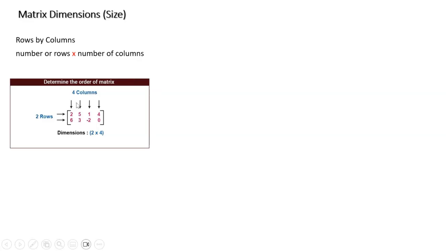Now come matrix dimensions, or the sizes of a matrix. The size of the matrix is the rows by columns, the number of rows times the number of columns. So for example, determine the order of a matrix. This is 2 rows and 4 columns, so the size or the dimension is a 2 by 4 matrix.